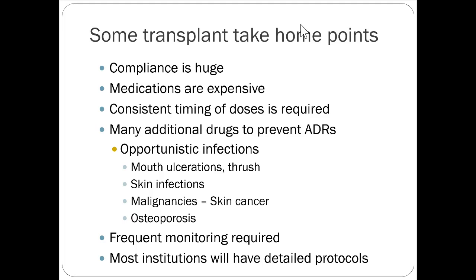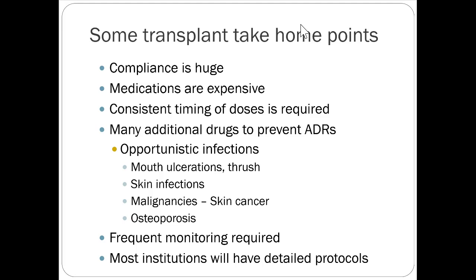Let's see. Consistent timing of doses. People need to take these medications consistently, like you set your alarm for 8 a.m., 8 p.m. at night, or whatever it is, 12 hours apart for your twice daily meds, and you're taking them on the hour at that time. It's really important. Keep your blood concentrations nice and steady. That's really key with this.